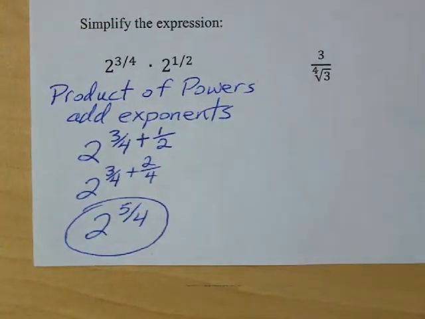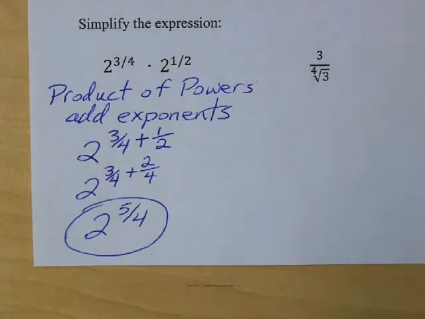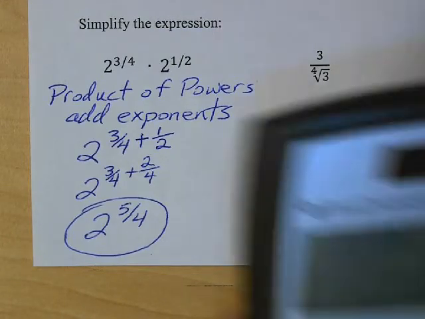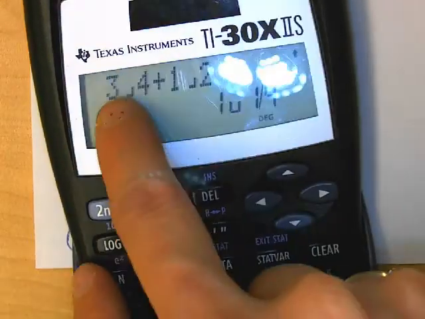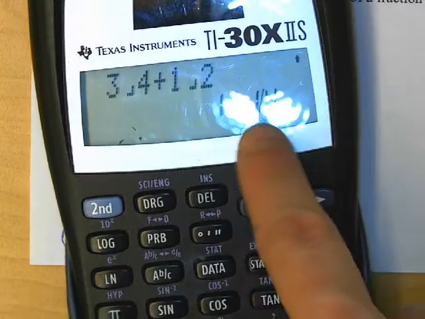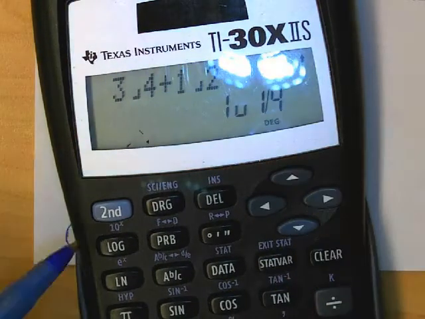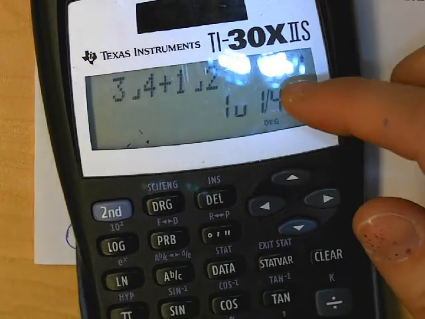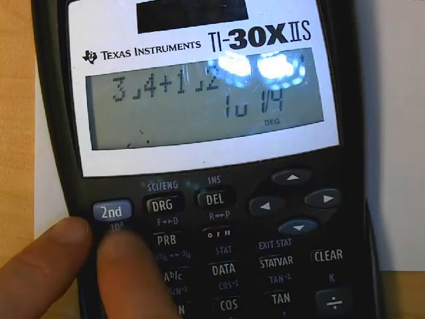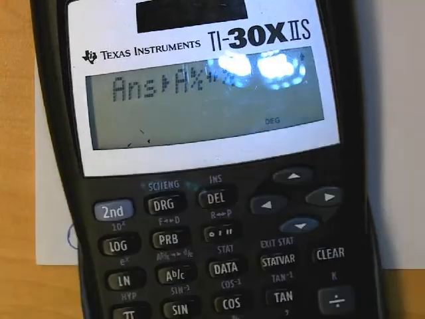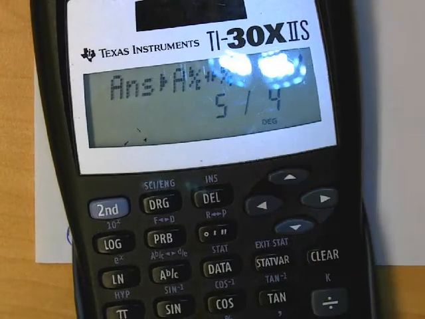If you use your calculator and try to add that, 3/4 plus 1/2, your calculator is going to say 1 and 1/4. See, if I add it, 3/4 plus 1/2, I get 1 and 1/4. That's a mixed number, 1 and a fraction. If you want to change it to improper, you can. You hit second and the fraction key again, and it comes out to 5/4. 1 and 1/4 is the same as 5/4.